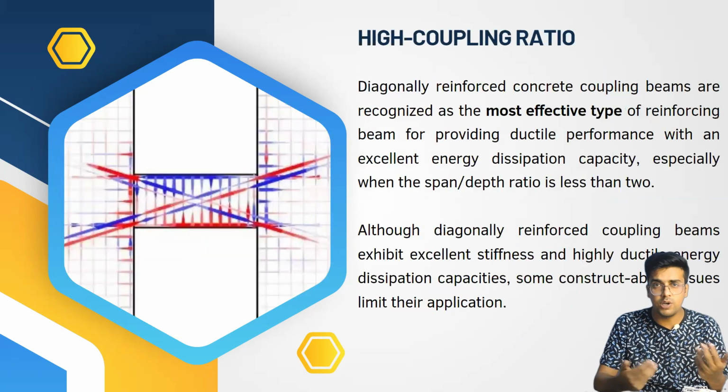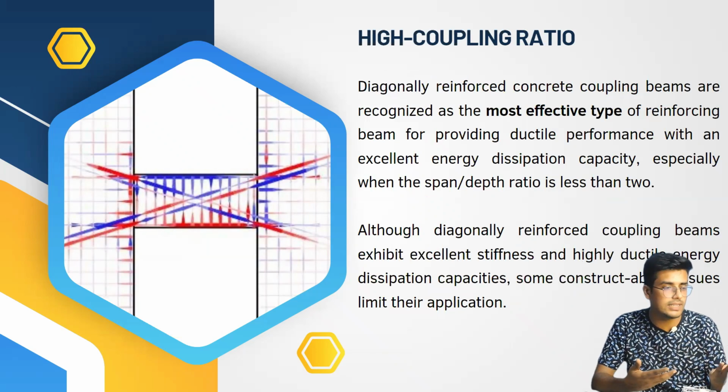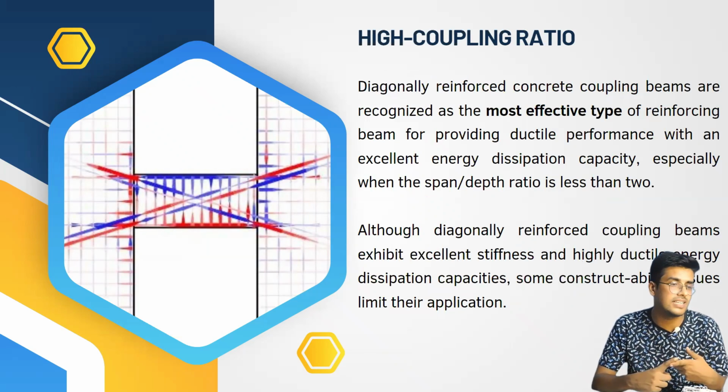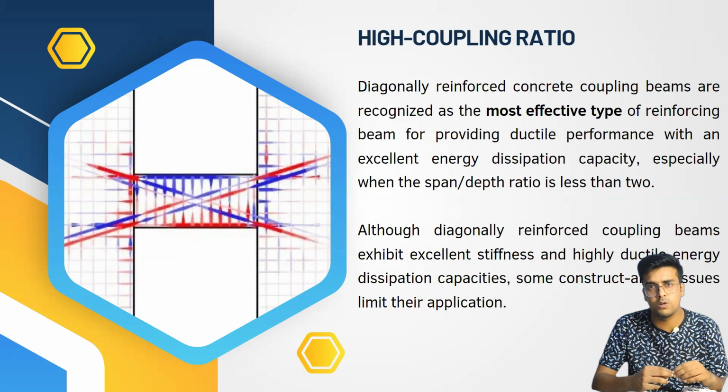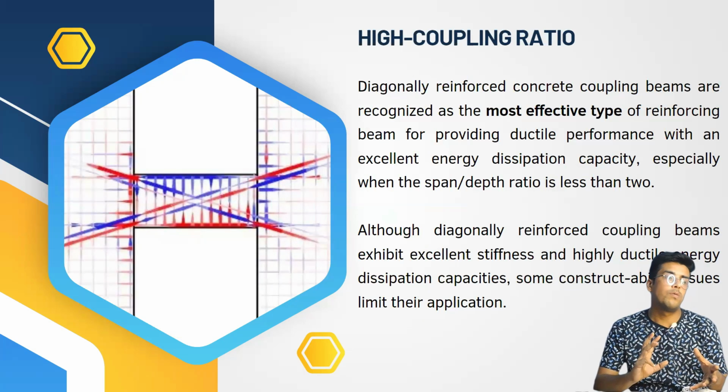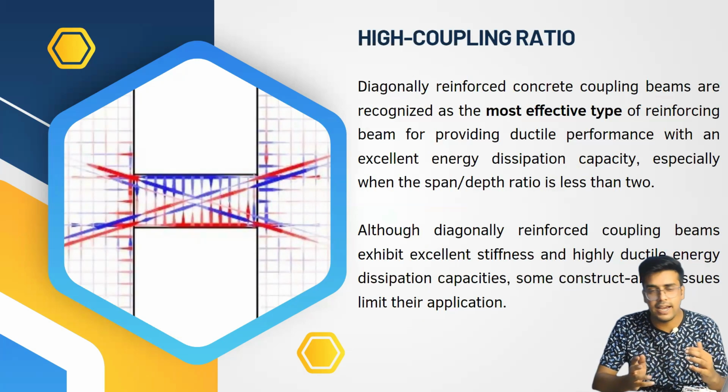On the other hand, if we talk about the high coupling ratio beam, these are the most effective ones. They are going to provide ductile performance and excellent energy dissipation capacity. That is a very positive advantage. But there is a negative downside, the constructability issues. It is not easy to construct. We need more skilled labor at that particular position. So what to do? Which one to use, the low coupling ratio or the high coupling ratio?